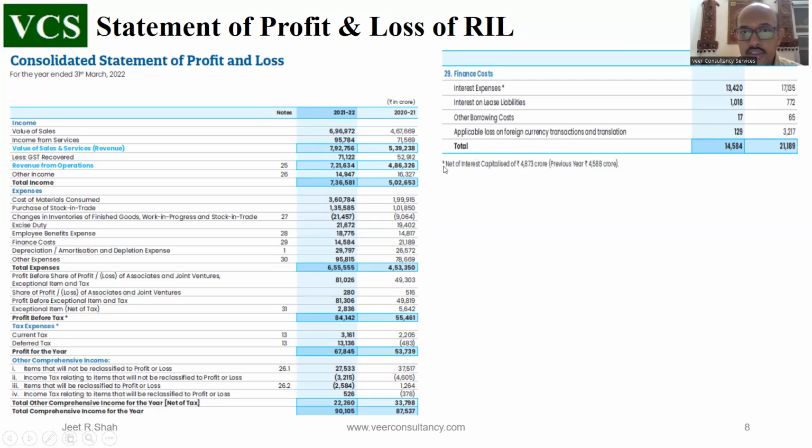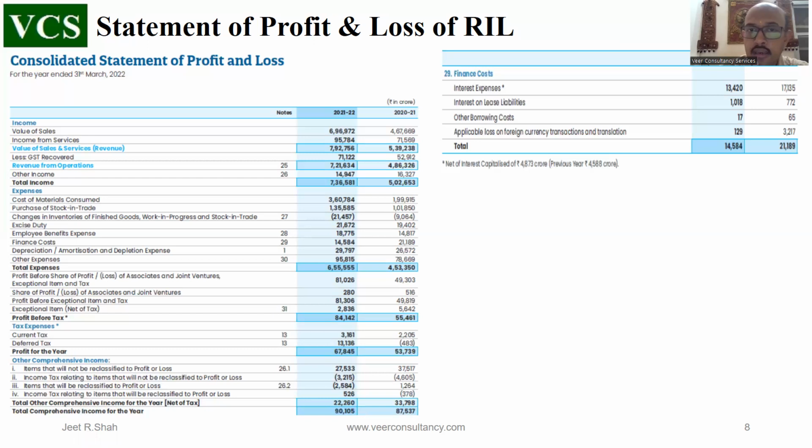Now over here, you can see this star sign which says that net of interest capitalized of 4,873 crores. Now what does it mean? It means that the total interest cost in this year was not 13,420 crores, but it was 13,420 crores plus 4,873 crores, out of which you are recording only 13,420 crores in this year. The remaining capitalized interest has been transferred to the balance sheet somewhere. This is known as capitalization of the interest cost.